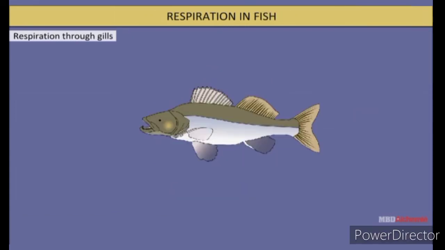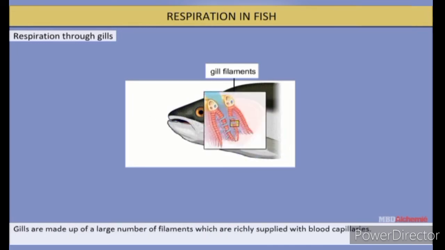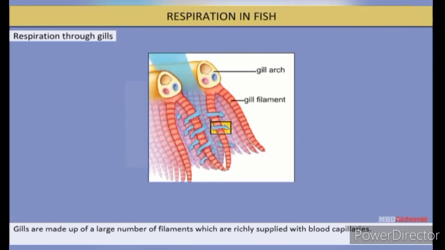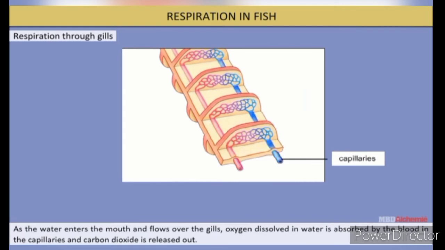Respiration through gills. Aquatic animals like fishes have gills for exchange of gases. Gills are made up of a large number of filaments which are richly supplied with blood capillaries. As water enters the mouth and flows over the gills, oxygen dissolved in water is absorbed by the blood in the capillaries and carbon dioxide is released out.